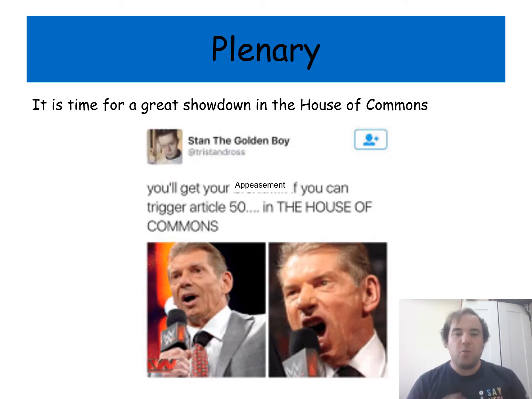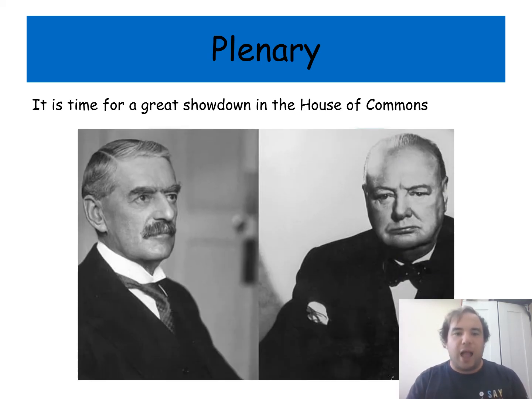Then we get on to the plenary, and we're going to imagine that it is time for a great showdown in the House of Commons, the British Parliament. And there are two key figures that you can pick from to decide who you want to imagine to be. You can either be the Prime Minister of the United Kingdom, Neville Chamberlain, who is in favour of the policy of appeasement, who wants to give concessions to Germany, who wants to ensure that they can keep the peace at all costs. Or you can imagine that you are Winston Churchill.